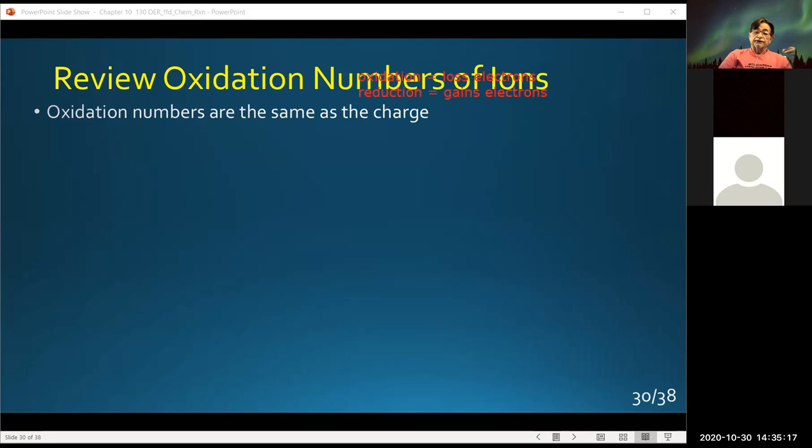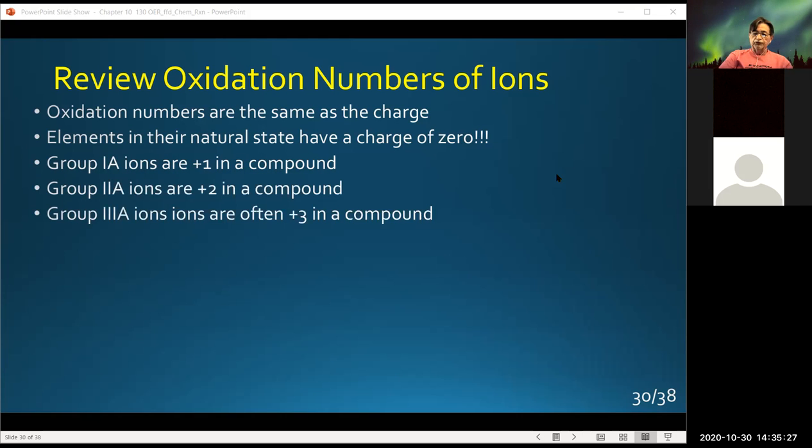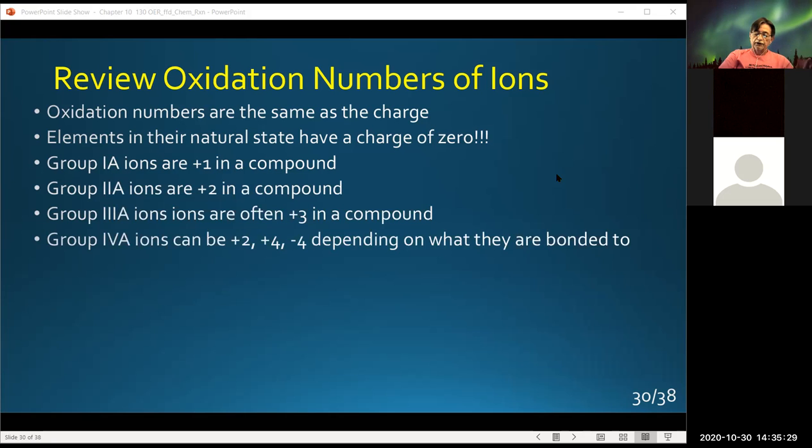Let's erase this. All right. Quick review on oxidation numbers. We know that group 1A has a +1, group 2A +2, group 3A is a +3. Now, group 4, very unusual. I did send an email concerning carbon and carbides.